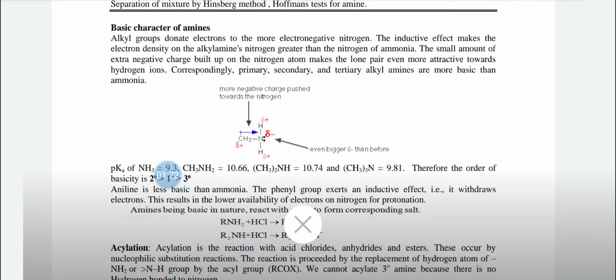Also, according to the pKa value, ammonia has 9.3, primary amine is 10.66, secondary amine 10.74 and tertiary amine 9.81. And the pKa value is directly related to the basicity. So therefore, the order of basicity is: secondary amine is the most basic, and next comes the primary amine, and next comes the tertiary amine. The reason is the inductive effect.